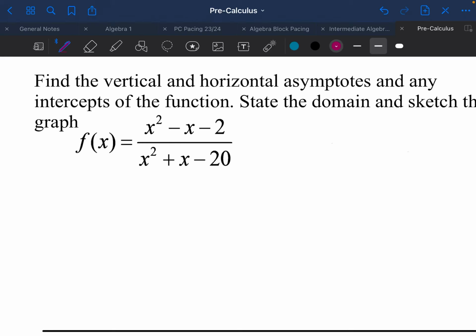Let's go ahead and find all of the things for this rational function here. So we want to find the vertical and horizontal asymptotes. Vertical asymptotes, remember, are where we divide by 0. Horizontal asymptotes happen as end behavior. So I remember horizontal as to infinity, and vertical is we cannot divide by 0.